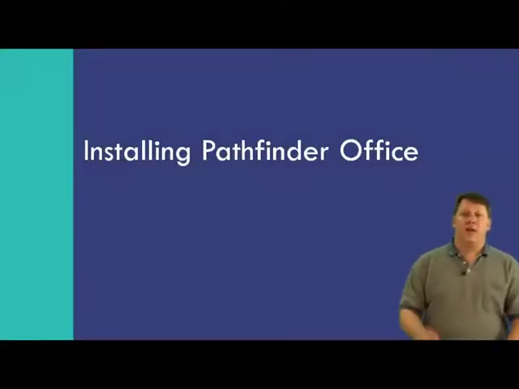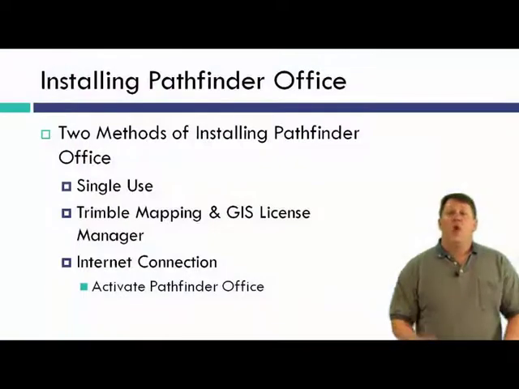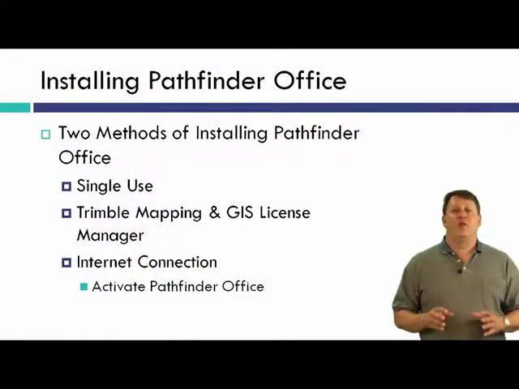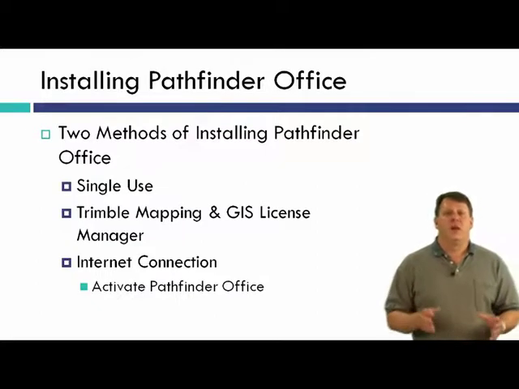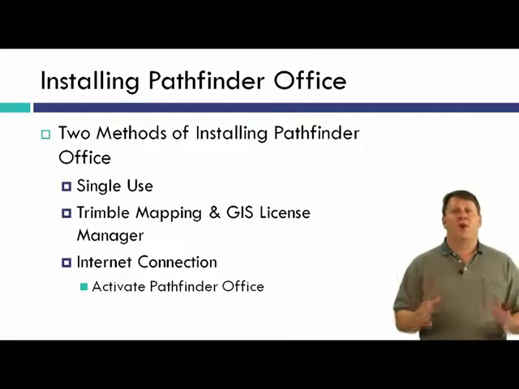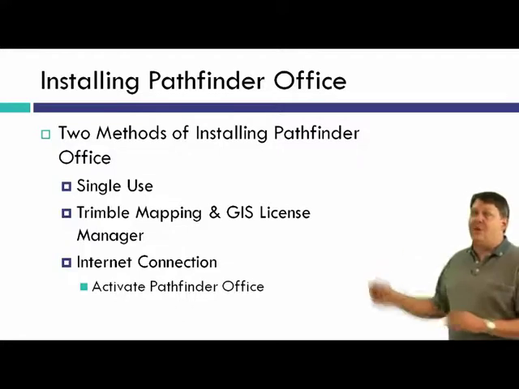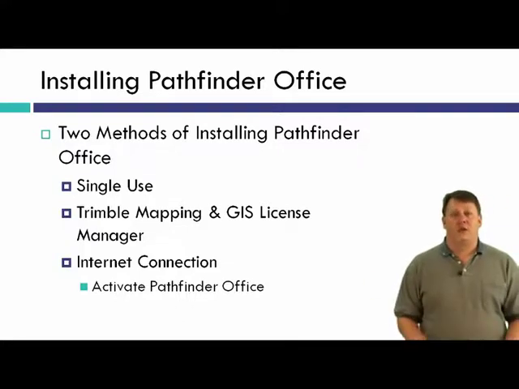Installing the Pathfinder Office software. When we go to install the Pathfinder Office software, we'll actually have two methods provided to us for how we can install this. The first method is a single use, meaning that we're going to install Pathfinder Office on a single computer, and that's going to be the computer where it runs on. We could also install it where we use the Trimble Mapping and GIS License Manager, where we're going to have a license server, and then we're going to have floating copies of Pathfinder Office throughout our organization.